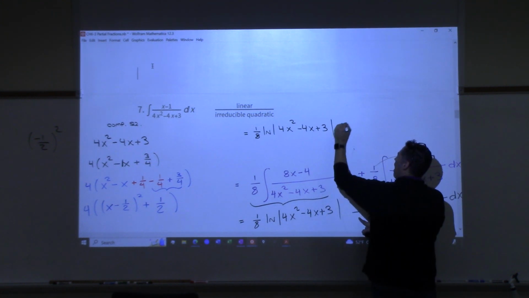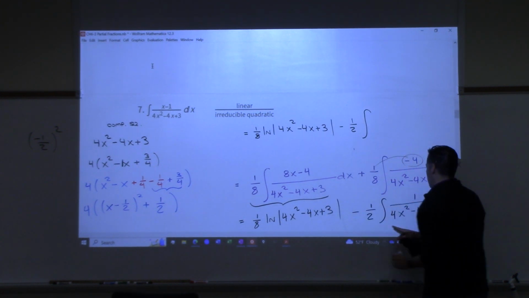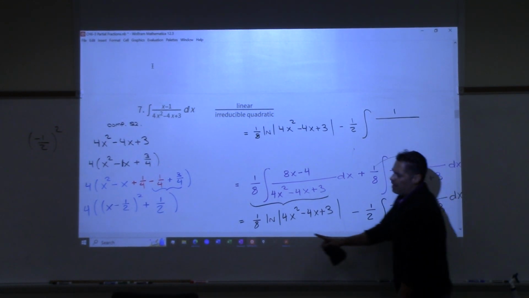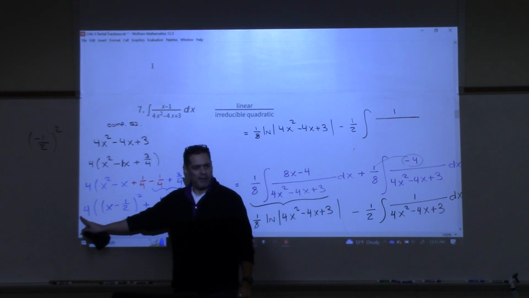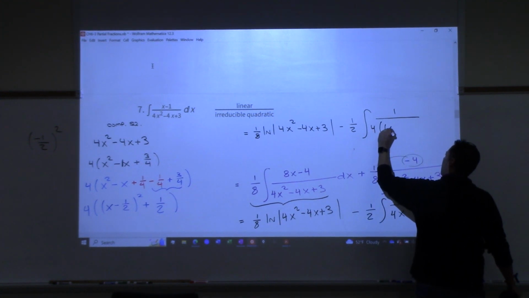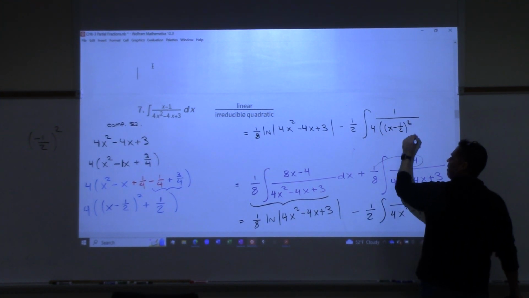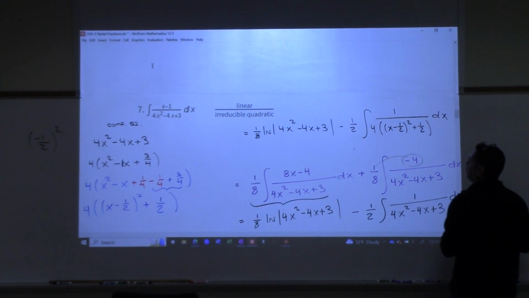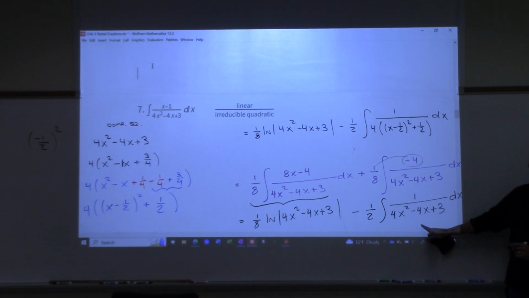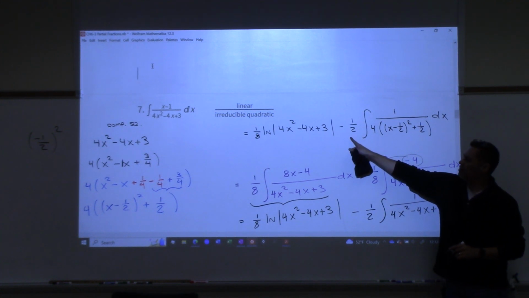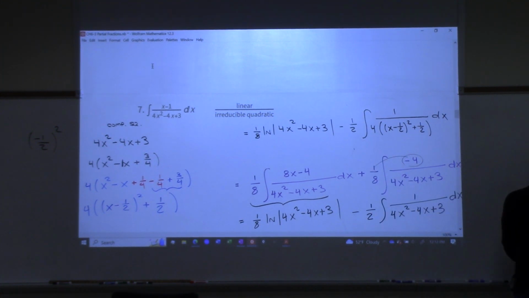Now I have minus a half integral, and then I completed the square on the bottom here, so it's 1 over, and now the completing of the square of that is this. Notice I have a 4 out front of everything. So I'm going to have a 4 in front of (x minus a half) squared, still plus a half, dx. That's the completion of the square of this. Can I pull this 4 off the bottom? Yes. So that'll become a 1/8 out there. We're close. We're close to being there.